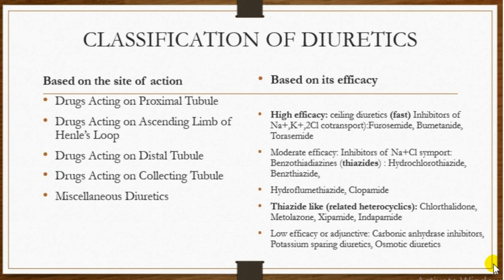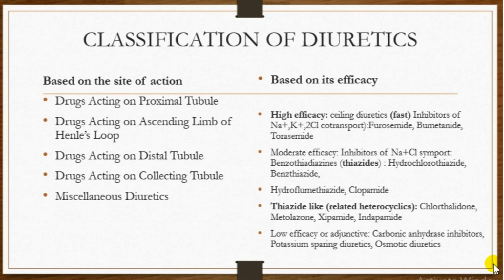Based on the site of action, we have drugs acting on the proximal convoluted tubule, such as the carbonic anhydrase inhibitors. We also have drugs acting on the thick ascending loop of Henle, which are basically the loop diuretics, as the name implies. Then we also have drugs acting on the distal convoluted tubule, such as the thiazide diuretics, and we may have drugs acting on the collecting duct, such as the potassium sparing diuretics.